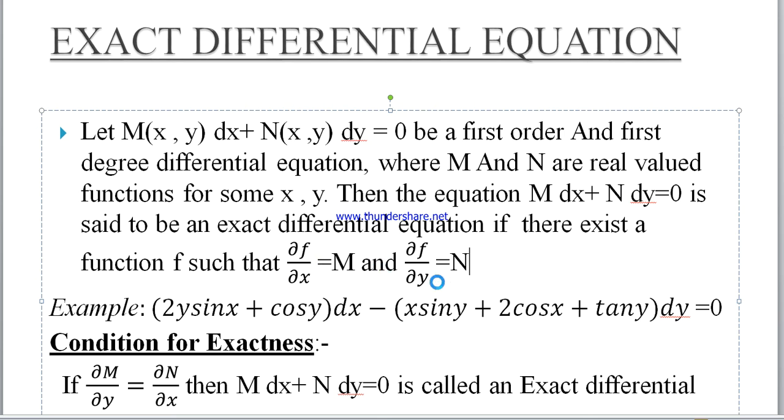So here we can write the differential equation in the form of M dx plus N dy equal to 0, and you need to check the condition ∂M/∂y equal to ∂N/∂x. Then that type of equations are called exact differential equations. Here the example is (2y sin x plus cos y) dx minus (x sin y plus 2 cos x plus tan y) dy equal to 0.